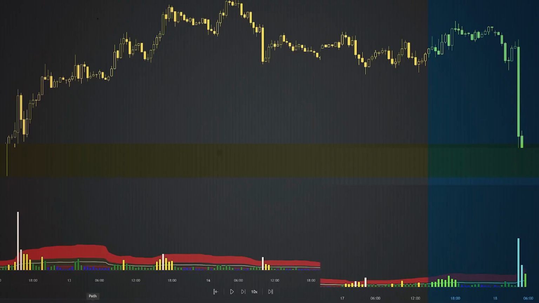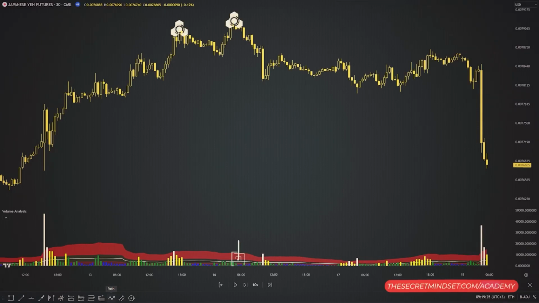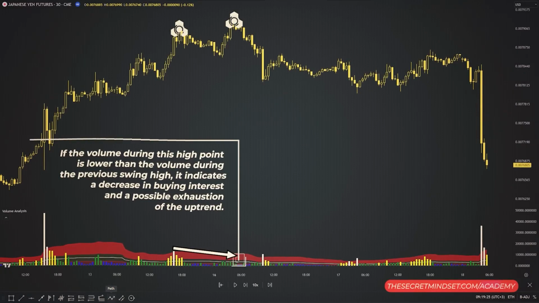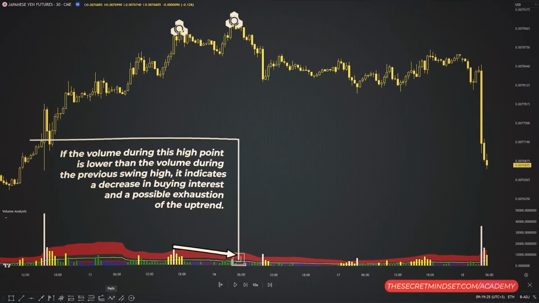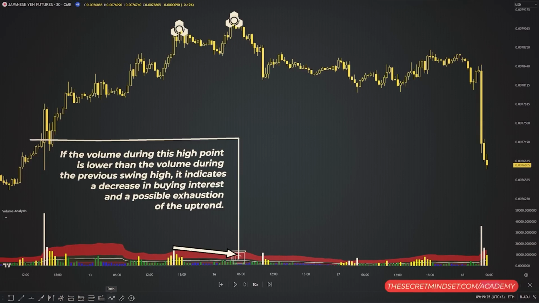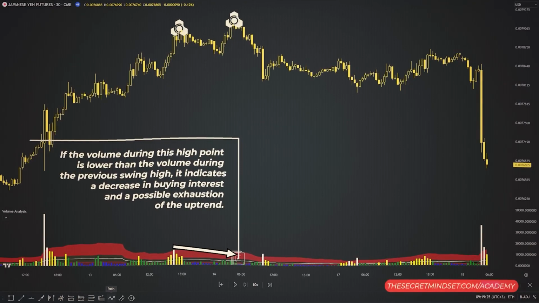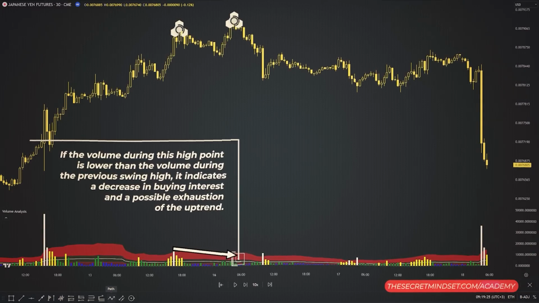After a minor pullback, if the price continues to create lower lows and lower highs, it indicates a new bearish trend. If the volume during this high point is lower than the volume during the previous swing high, it indicates a decrease in buying interest and the possible exhaustion of the uptrend. This decline in volume serves as an initial warning sign. You don't know yet if a reversal is on the cards.